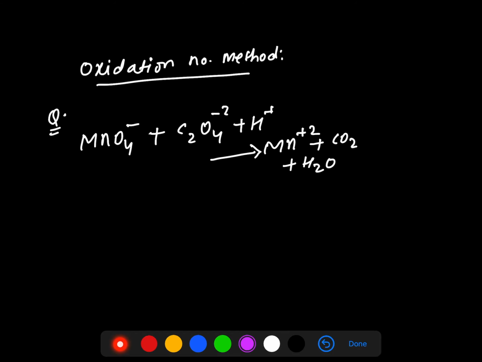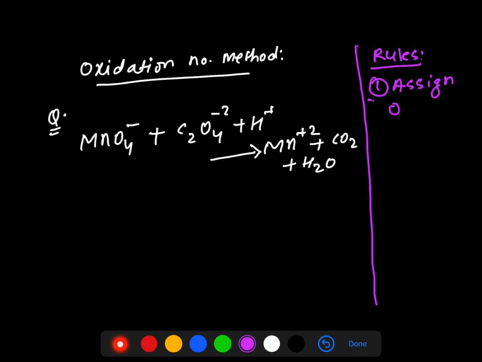Now, let's see the rules. What are the steps that you are going to follow? First one is to assign oxidation number to each. So manganese over here, if you calculate, is in +7 state. Oxygen and hydrogen we can usually avoid assigning oxidation numbers to, because in most reactions they will not be changing their oxidation number. Carbon, if you calculate, you will get +3. Hydrogen is +1 already. Manganese over here is +2.